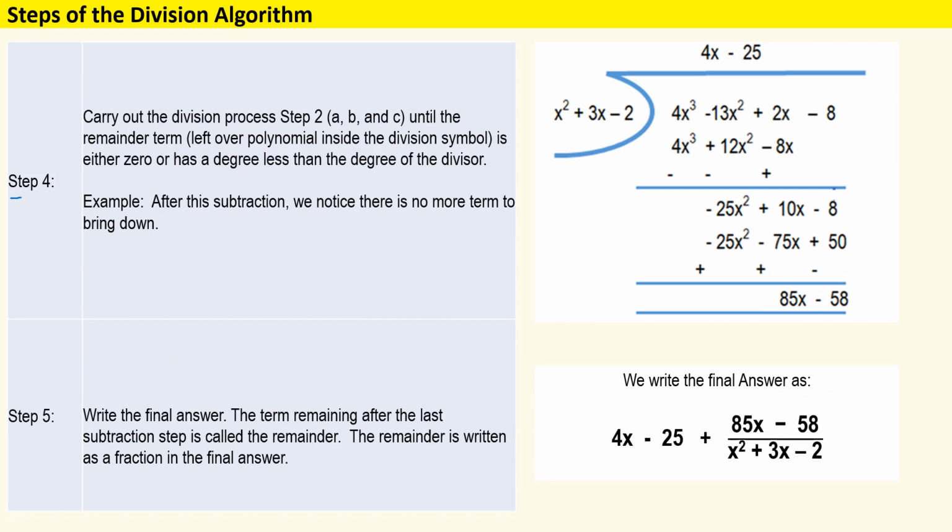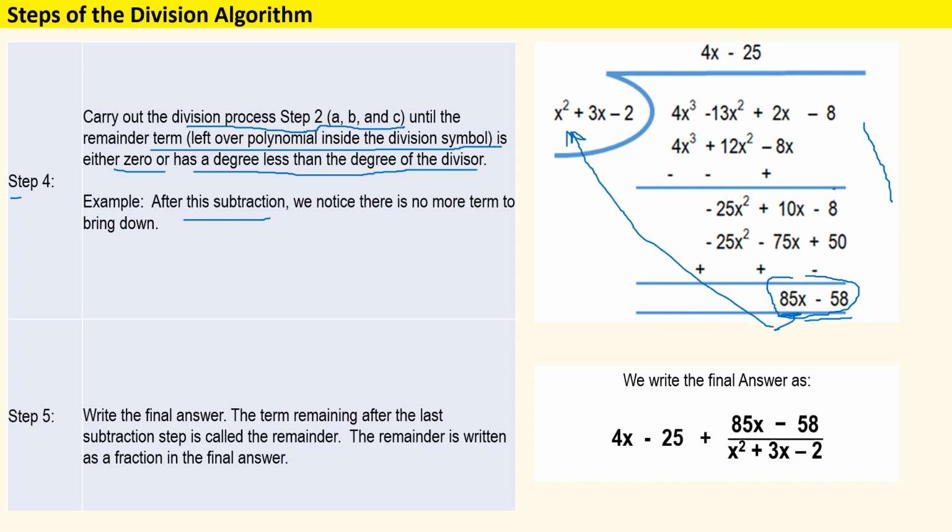Step 4 is to carry out the division process, that is step 2 a, b and c, until the remainder term, that is the leftover polynomial inside the division symbol, is either 0 or has a degree less than the degree of the divisor. So in our case we see that after subtraction we are left with 85x minus 58, and there is no term to bring down, and this is not equal to 0, but its degree is 1, which is less than the degree of our divisor, and the divisor has a degree of 2. So our remainder term is 85x minus 58.